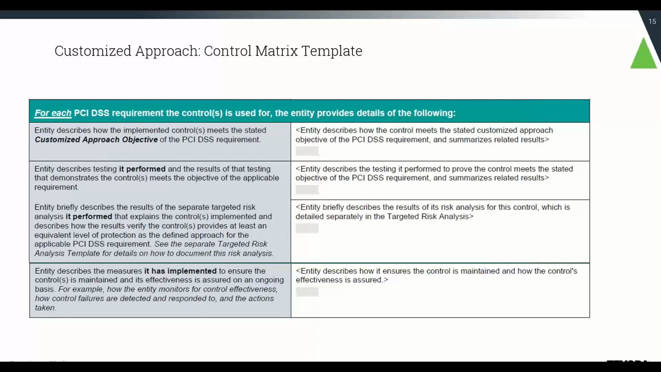Next, you have to describe the testing that was performed and the results of that testing. You'd have to describe the results of the risk analysis, and you'd have to describe the measures implemented to make sure that control is maintained over time. There are a lot of parallels between this document and the compensating control worksheet that you may have seen your QSA fill out in the past, but now this document is meant for organizations to fill out, rather than the assessor, the QSA.